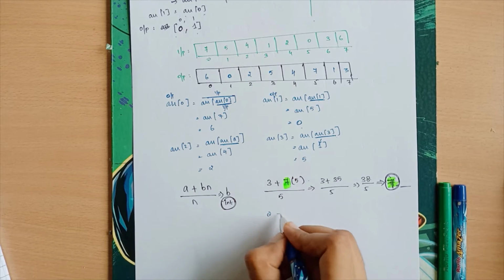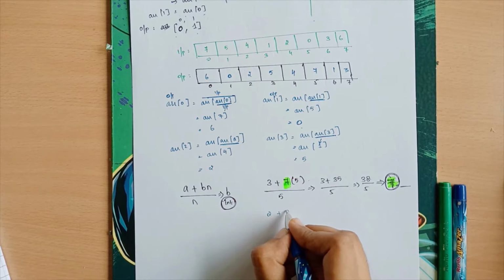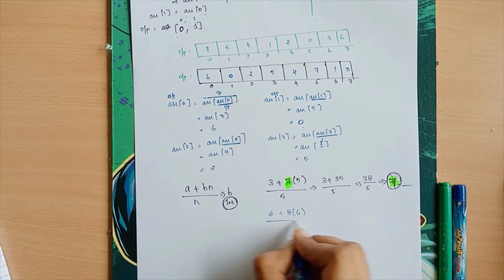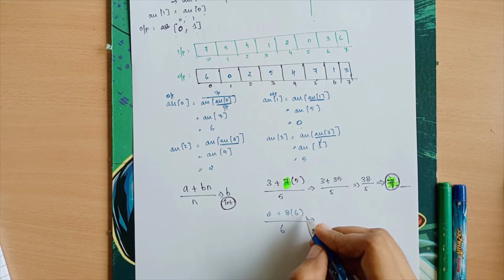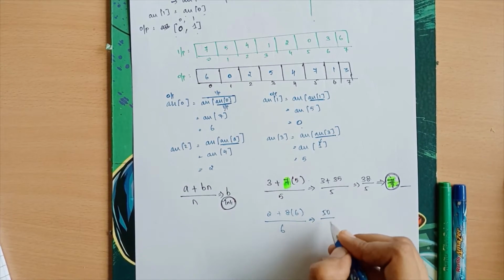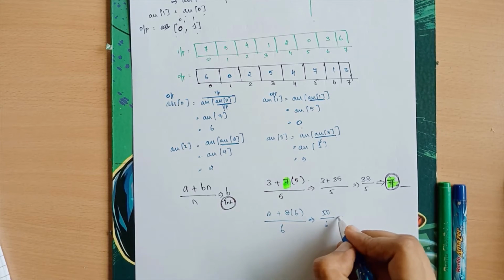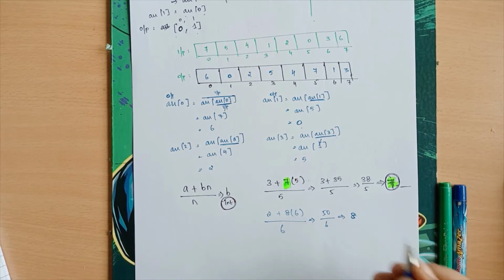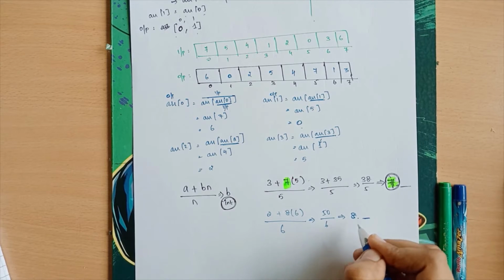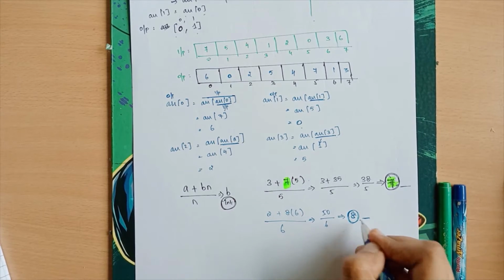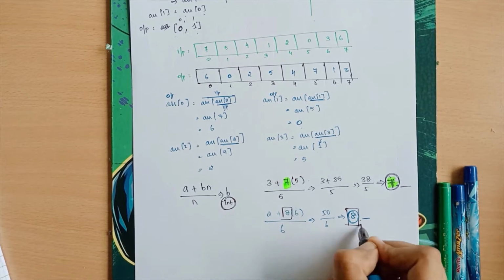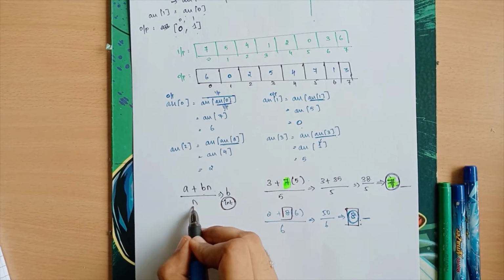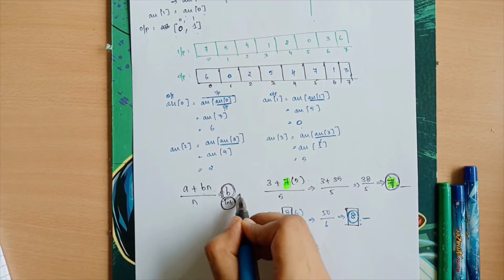Suppose that I have 2 plus 8 into 6 divided by 6. It's 8 6s are 48, plus 2 is 50, divided by 6. What do you get? I get 8 only, right? 8 point something, considering only the integers, 8. So what is this 8? This 8 and this 8 are the same, is what I'm telling you. A plus bn divided by n is going to give me b only.